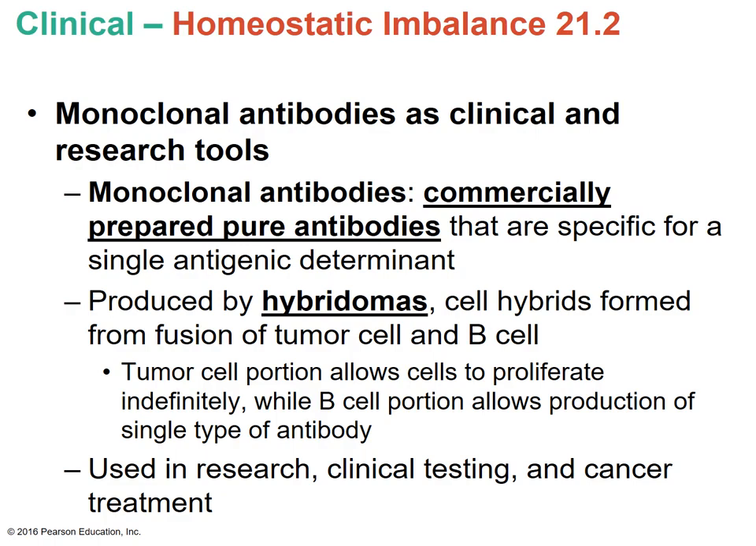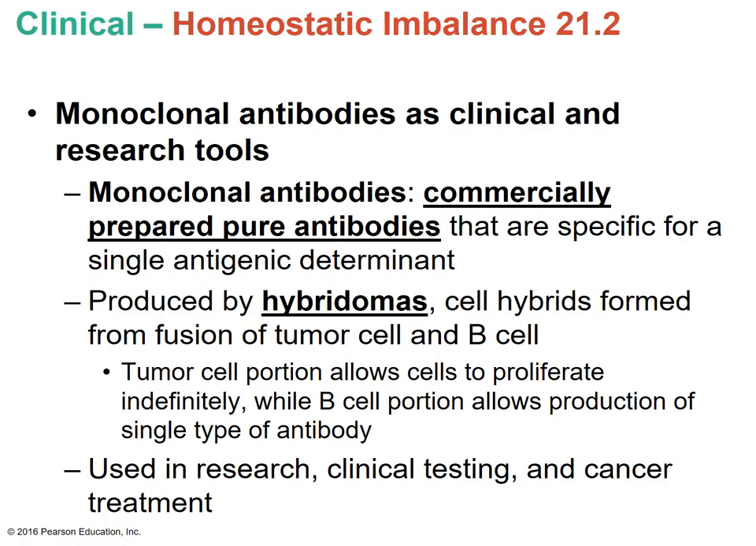Monoclonal antibodies are used often as research tools as well as clinical tools. Basically, monoclonal antibodies are commercially prepared pure antibodies for a very specific antigen. They are produced by cells that are known as hybridomas, which is basically where you've taken a B cell and fused it with a tumor cell, allowed it to grow. This tumor cell allows it to grow indefinitely.